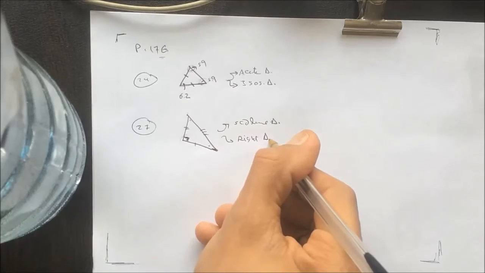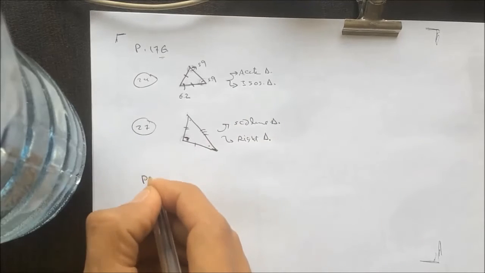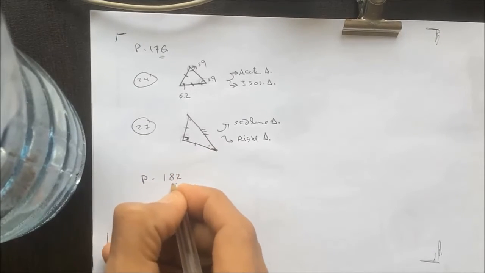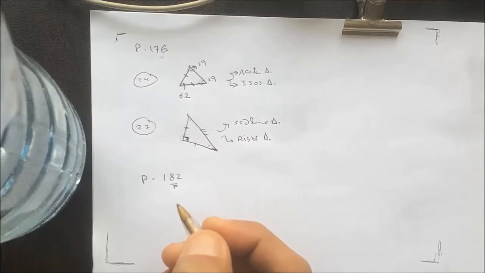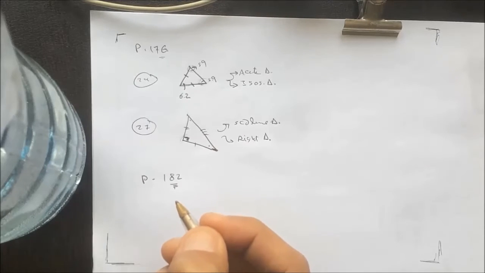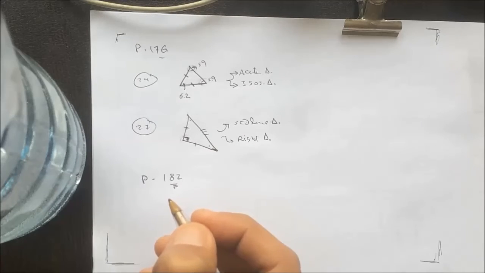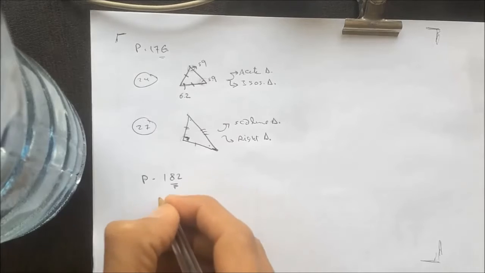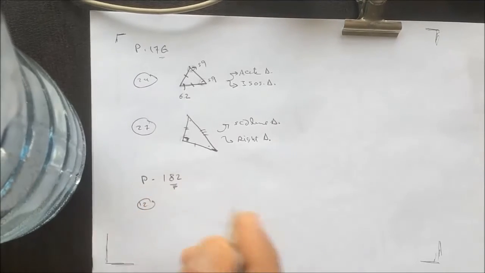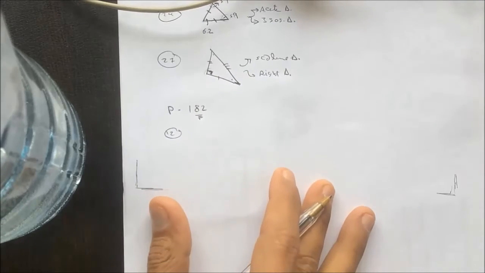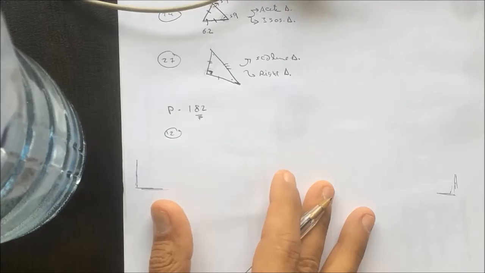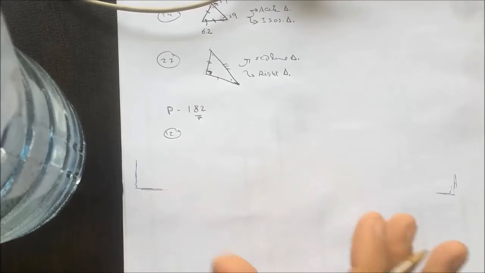If we jump to page 182, okay, there is also an exercise talking about the exterior angles. The exterior angle, how to use this rule to find the measure of angles. For example, number 12. Let's go to number 12. Number 12 asks us, what's the measure of angle 2?